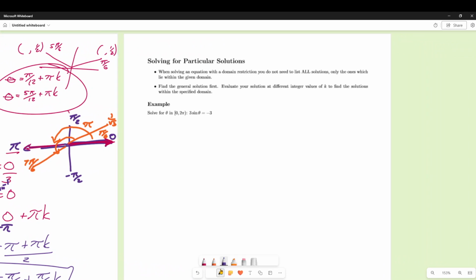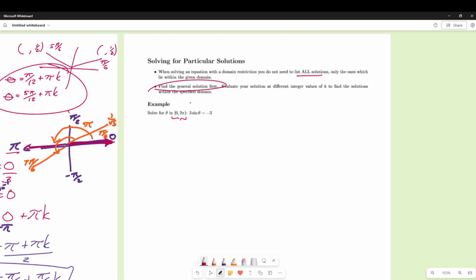Oh, pretty good. Okay. So, finding particular solutions. You do have to be a little careful about this. You have to be careful when solving. So when solving within a domain restriction, you don't need to list all solutions. Only the ones within the given domain, so only the ones within a given interval. But it's very important to find that full general solution first.